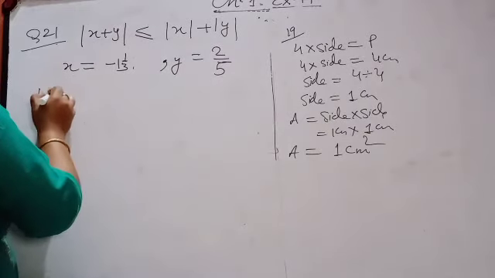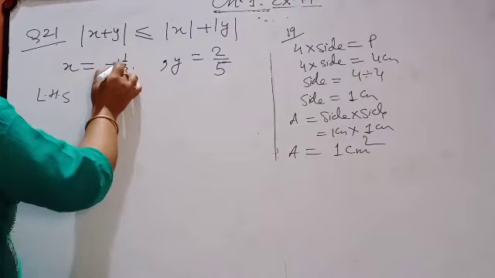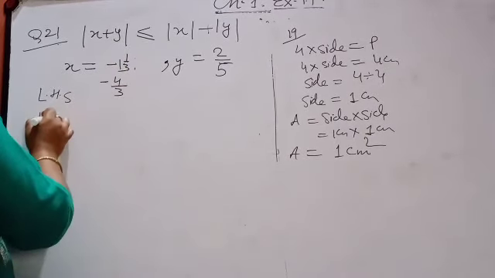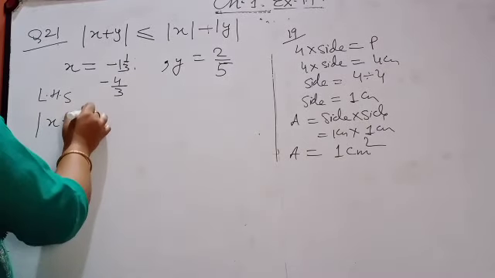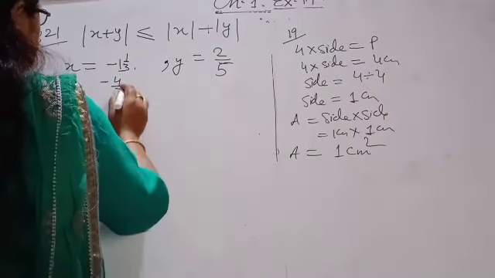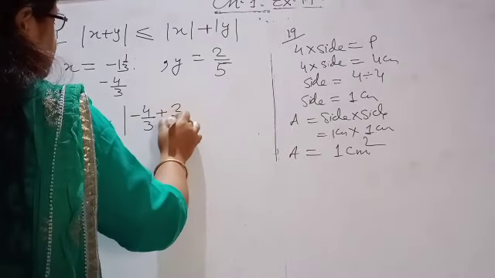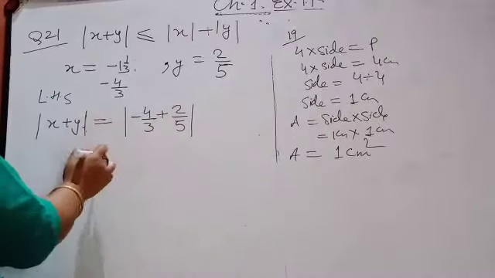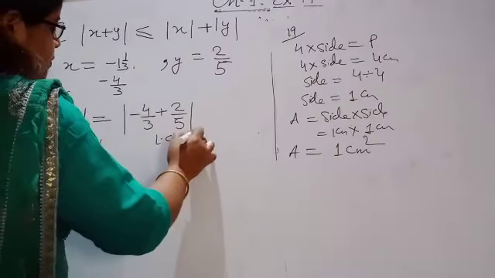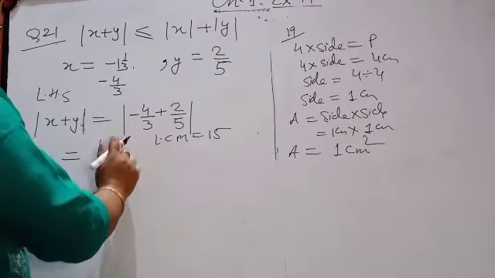First take the left hand side. But before taking it, make it simplified. Left hand side is mod of x plus y. Take mod of minus 4 upon 3 plus 2 upon 5. First simplify it and put the mod in the same way, no problem. So what will it be? LCM will be 15.